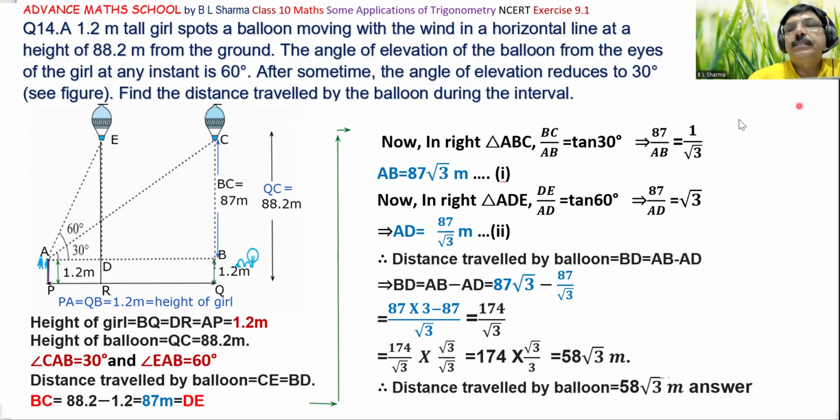Answer. Here to here, distance traveled means this distance, or you can say this distance. So BD or AC, that is one and the same thing. And the answer is that. That's all for this question.